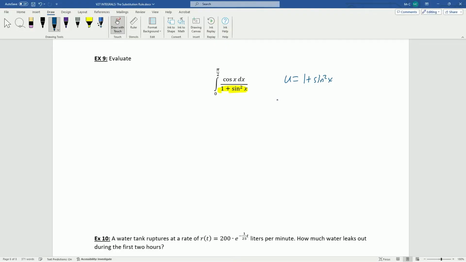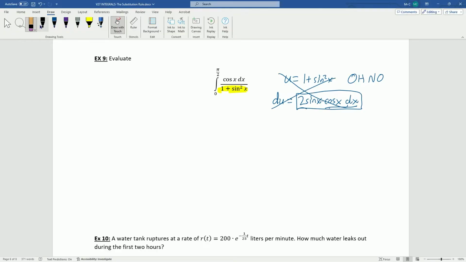But if I do that, I get du equals, the derivative of 1 is nothing, and for sine squared of x, it's 2 sine of x times cosine of x. I have to apply the chain rule there. And the problem is I don't have anything like this in my integral. I have cosine of x dx, but I don't have a sine of x. And I don't have any way to rewrite it to get one. So that's done. Oh no, that did not work. I made a mistake. And that's okay.